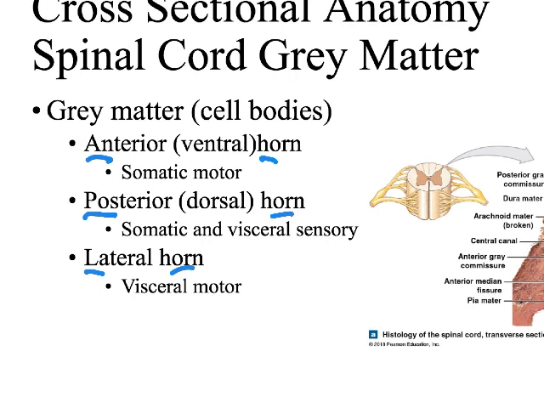And the anterior part is going to be somatic motor. The posterior part is going to be sensory, both somatic and visceral. And notice we have here somatic motor, so we're missing visceral motor, right? Visceral motor is going to be on the lateral horns.